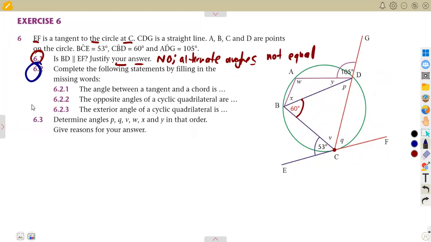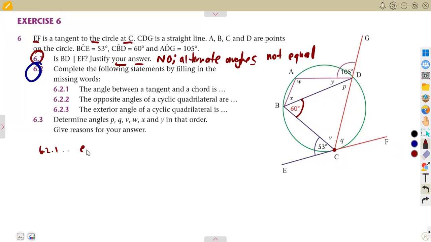Complete the following statements. In this case, you are supposed to answer this by filling in what is missing on these statements. The angle between a tangent and a chord is, they just ended there. So this is a theorem. Remember that the angle between a tangent and a chord is equal to the angle in the alternate segment, or in the opposite segment. So that one, the angle there is going to be 6.2.1.